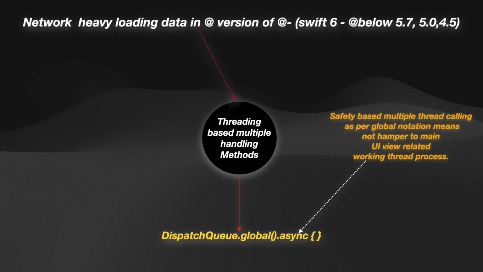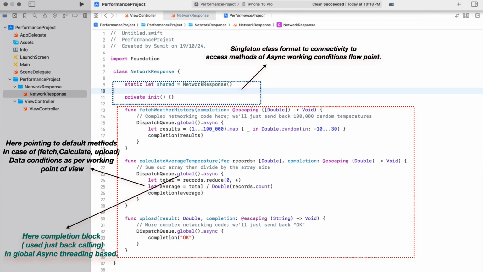Before Swift 6.0, multi-threading was done using keywords like global.async, as per the GCD concept. Here the file has some default methods for loading bunches of data, heavy flows meaning large data handling such as query, fetch, calculate, and upload methods, and also calls that use GCD threading methods inside a function, like global.async, to execute heavy tasks with multi-threading.